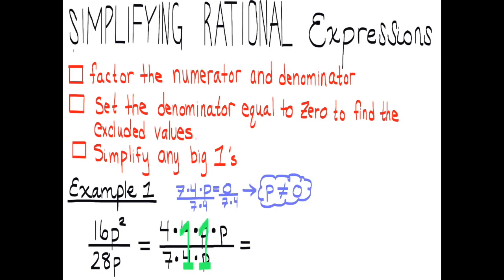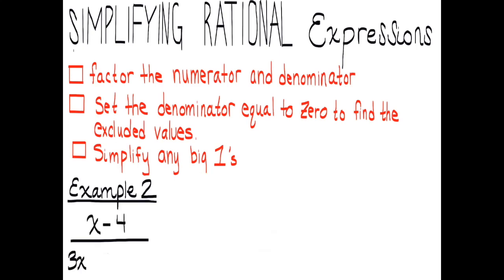So now, let's cross out our big ones. Cross out 4 over 4 and p over p, which leaves us with 4p over 7. So that's our first example.